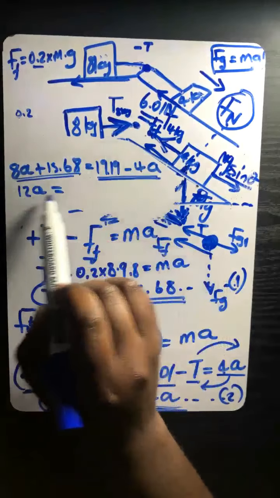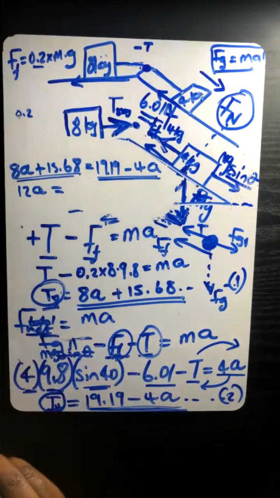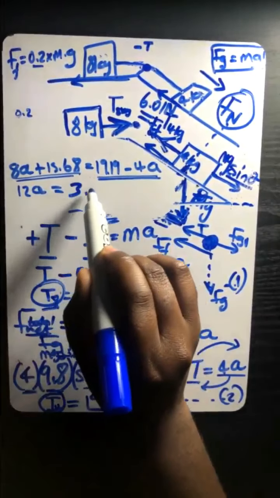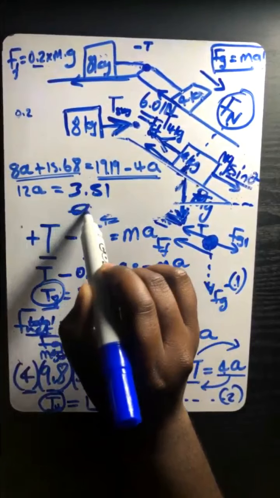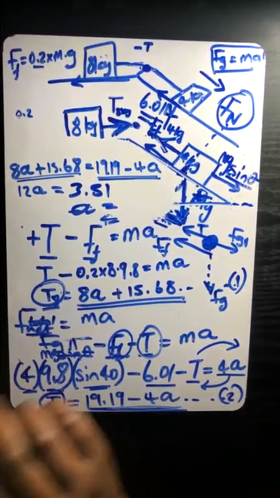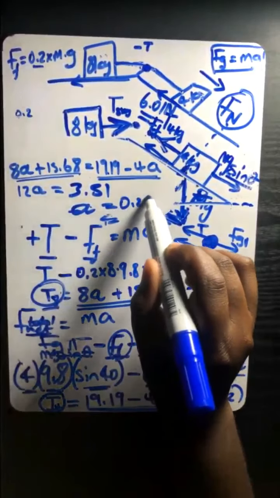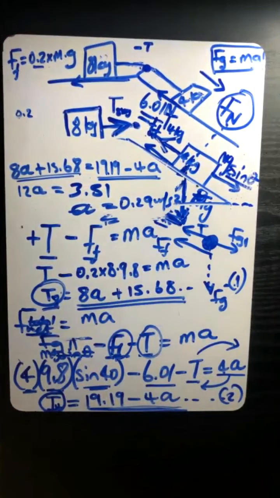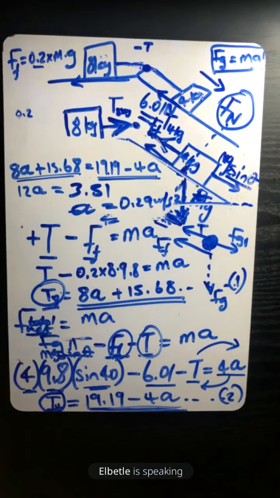You transpose, it becomes 12A, then that 19.19 minus 15.68. I think that is 3.51. Then A should be equal to that divided by 12, which is 0.29 meters per second squared. I'm not sure if it makes sense there, LB. Yeah, it makes sense.